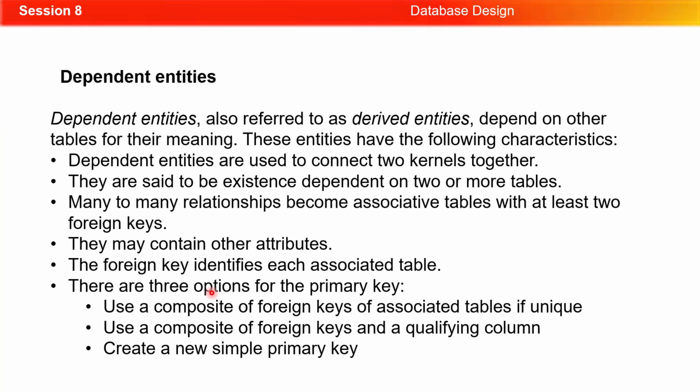And characteristic entities. So characteristic entities provide more information about another table. These entities have the following characteristics. They represent multi-valued attributes, so they're columns with multi-value attributes. They describe other entities. They have typically a one-to-many relationship. The foreign key is used to further qualify the characterized table. And primary key options are as follows. Again, a composite foreign key plus a qualifying column. Create a new simple primary key.